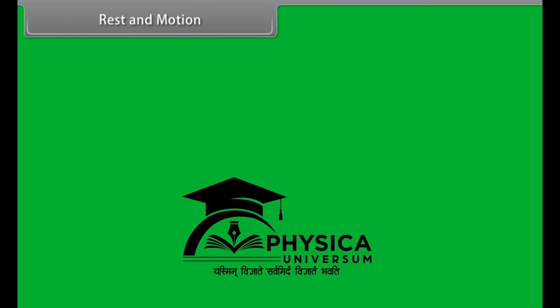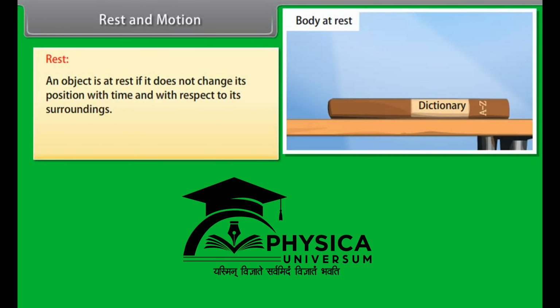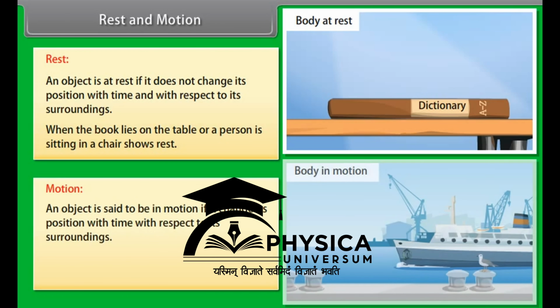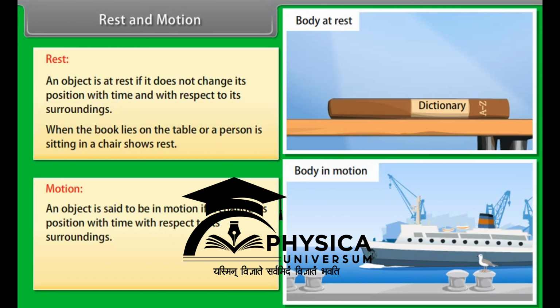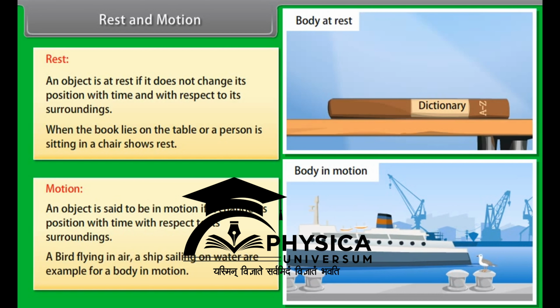Rest and motion. Rest. An object is said to be at rest if it does not change its position with time and with respect to its surroundings. When the book lies on the table or a person sitting in a chair shows rest. Motion. An object is said to be in motion if it changes its position with time with respect to its surroundings. A bird flying in air, a ship sailing on water are examples of a body in motion.